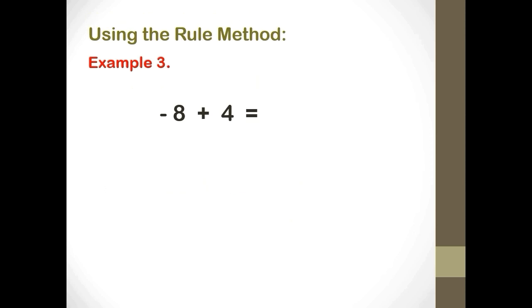This time, let us solve using the absolute value method or the rule method. Following the second rule, since the addends are unlike, we subtract their absolute value. Therefore, 8 minus 4 is 4. Now, since 8 has a greater absolute value than 4, we follow the sign of 8, which is negative. Therefore, our final answer is -4.